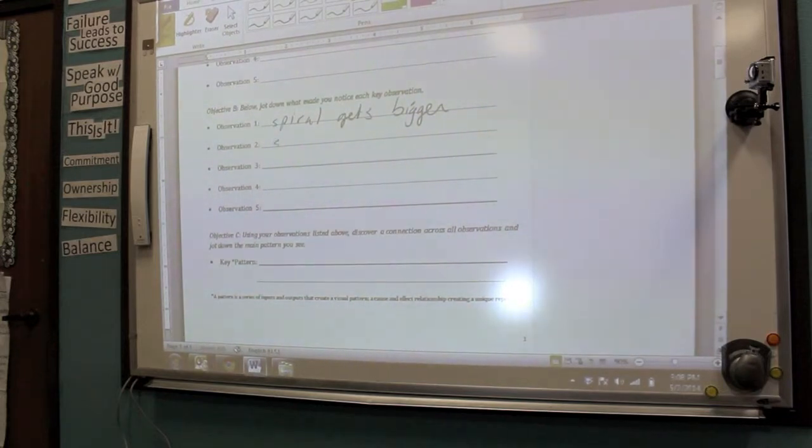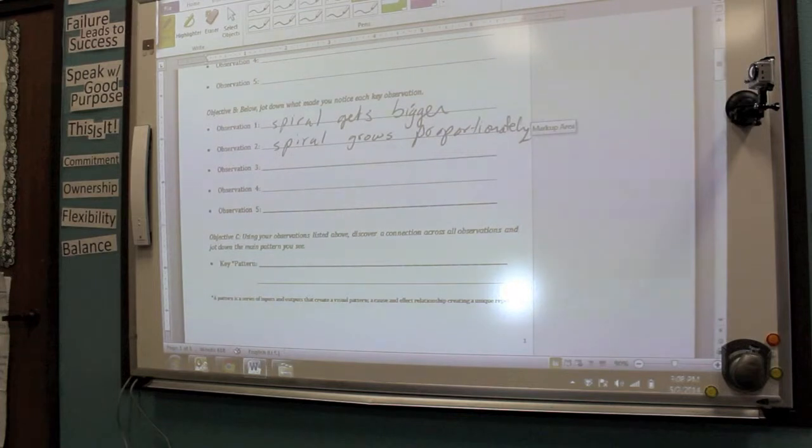Or that the spiral grows proportionately. And so on and so forth.